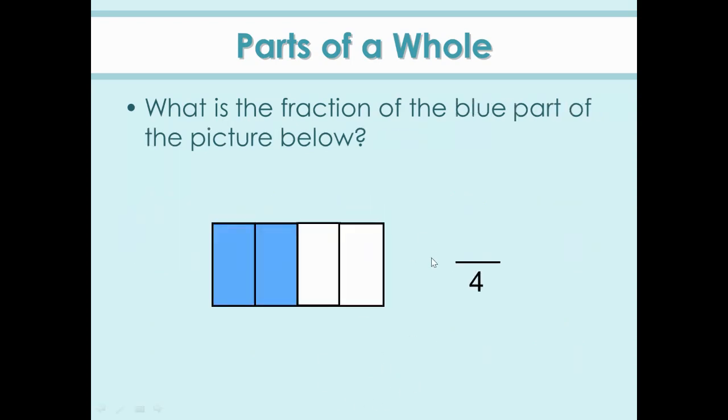What is the fraction of the blue part that is pictured below? I want you to notice here that just because we've changed shapes from a circle to a rectangle, we're still looking at a fraction because it's divided into equal parts like I talked about in the beginning. I want you to pause this video and write down what you think the missing numerator is. We know the denominator is 4 because it's broken into 4 equal parts, but what's our numerator? How many parts are shaded? Pause the video and do that now.